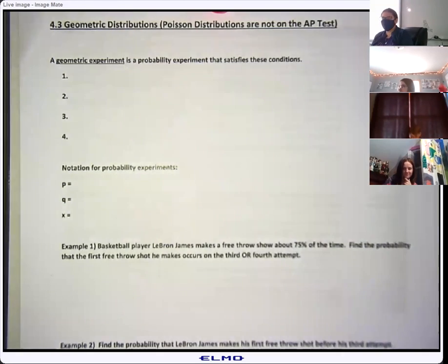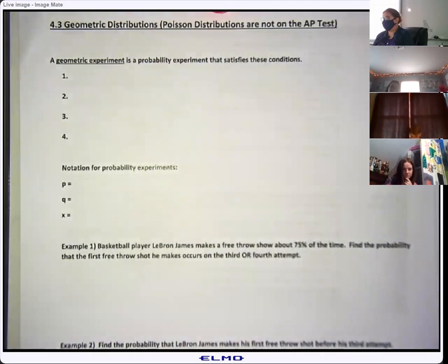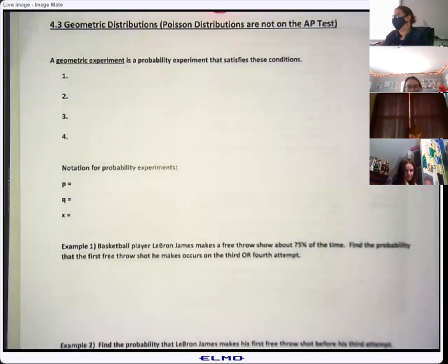It is. Poisson distribution. But the Poisson distribution is not actually on the AP test at all. It's just something that this book teaches us, and it would be in a more advanced statistics class. So I'm not even going to teach that to you. If you want to know about it, you can come to me personally later, but I'm going to do my best not to fill your heads with things that you don't need for the AP test. I'm going to just focus on the stuff that we do need.